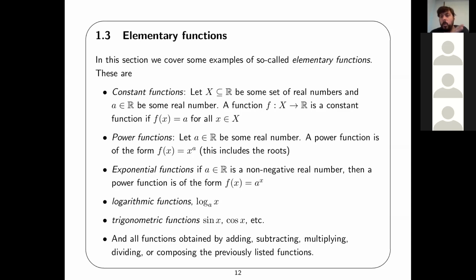I'm not here to give you a cornucopia of functions, how they behave, how they are defined, and so forth. We'll focus most of our attention, when we talk about integration and differentiation, on this particular class of functions, the elementary functions, and then talk a little bit about what happens when we add, subtract, multiply, divide, compose.